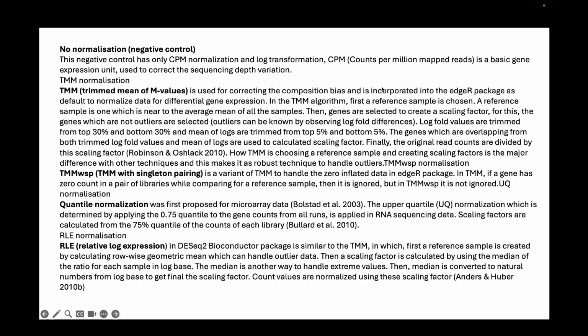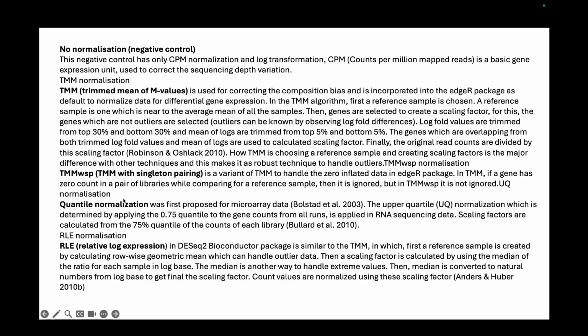Next is a variant of this trimmed mean of M values, TMM-wsp, which is basically with singleton pairing. It's a variant of TMM to handle zero inflated data in the edgeR package. In TMM, if a gene has zero count in a pair of libraries while comparing for a reference sample, then it is ignored. But in this method, it is not ignored. Right? So there's a small caveat.